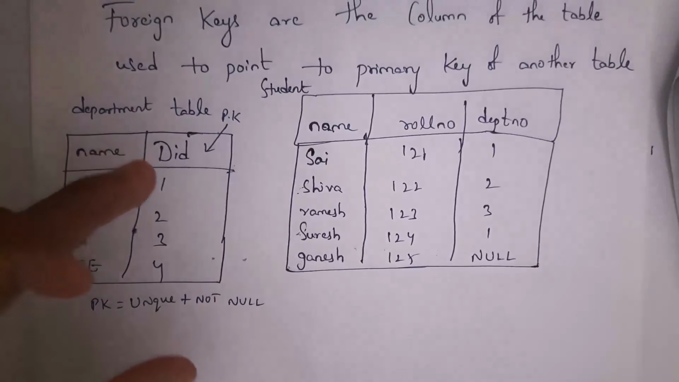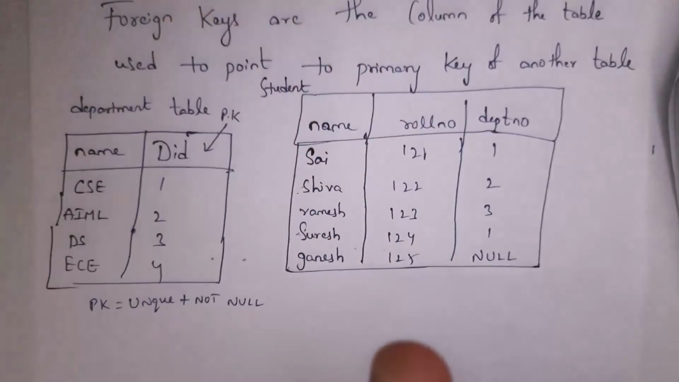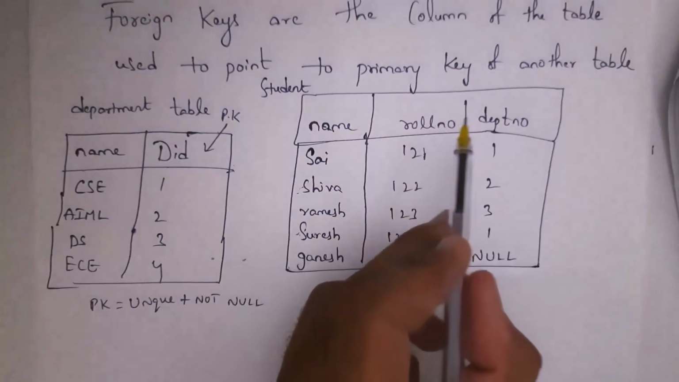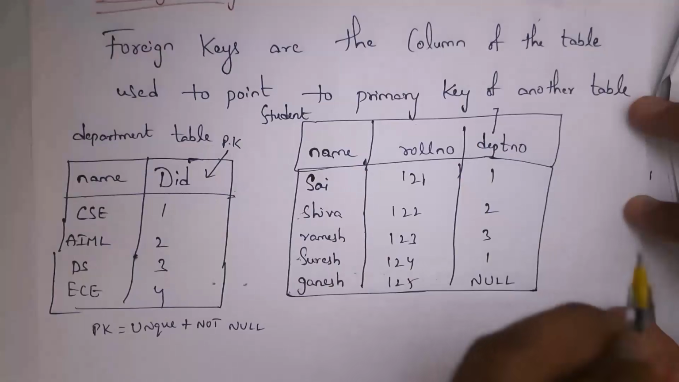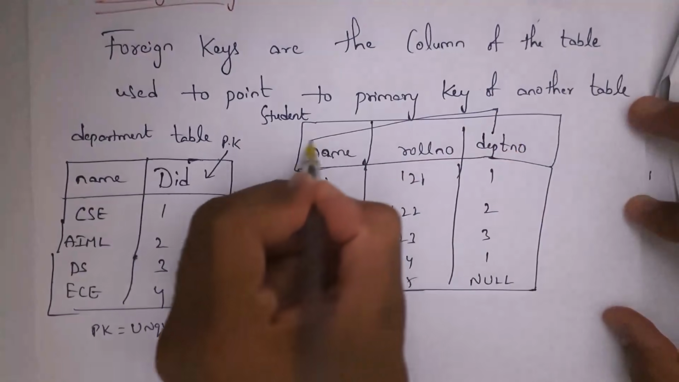That is why I took unique values in the DID column. Now there is another table, the student table. In this student table I took 3 columns: name column, roll number column and department number column. Now what I will do is connect this department number column with the DID column.